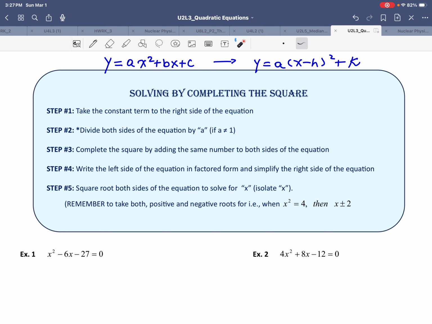But remember that this is the equation of a quadratic function, which means that we have a connection between x and y in these equations. And what we are trying to do today is to solve a quadratic equation or find the zeros of a quadratic equation by using the method of completing the square.